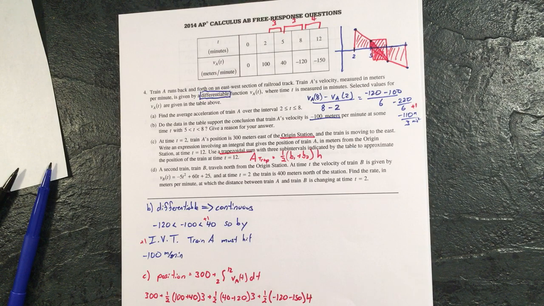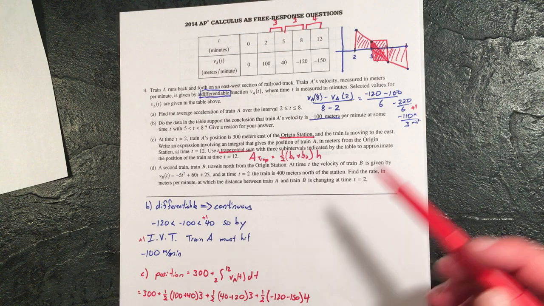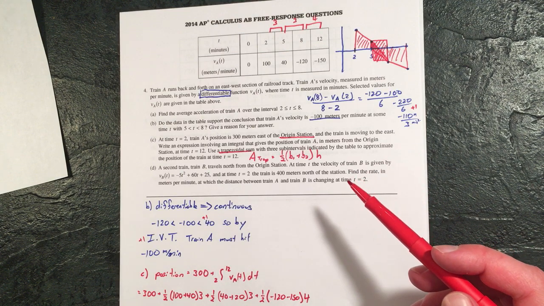At this point, it's just a whole bunch of arithmetic to add this all together. On the AP, you will be given a 4-function calculator you can use, it's legal. So that comes to negative 150, which means it's actually on the other side of the origin, the station. Does it want you to even go into that? I don't think it matters.